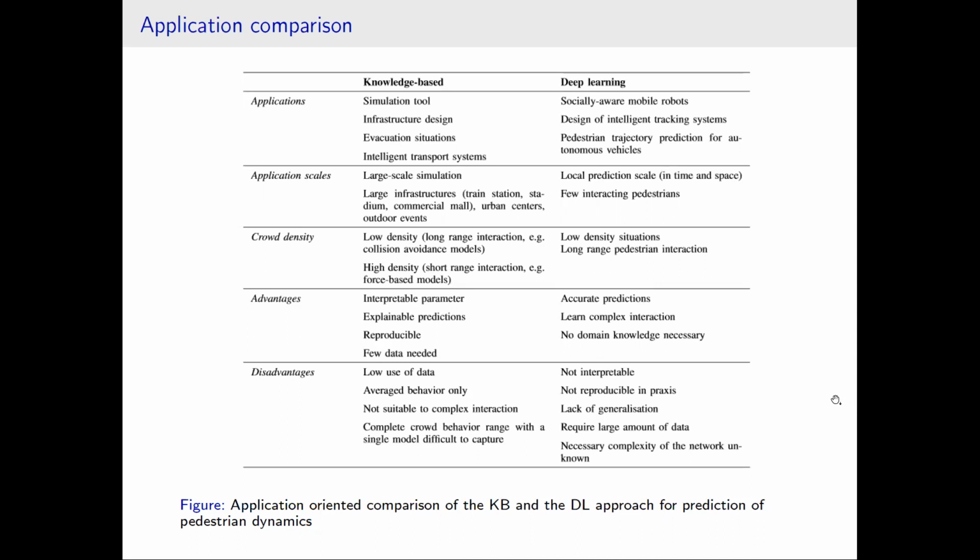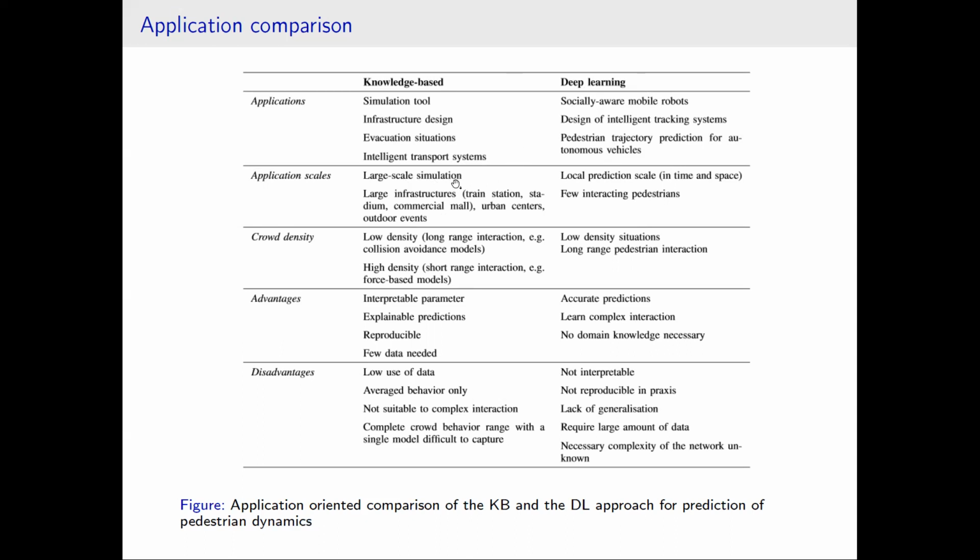Furthermore, we have done an application-oriented comparison. The applications are also different. As you can see in this table, the knowledge-based models are used as a simulation tool, to check or plan infrastructure design, for evacuation situations and for intelligent transport systems. The deep learning approach is often used for, as I said, autonomous vehicles, socially aware mobile robots, and the design of intelligent tracking systems. Also, an important difference is the application scale.